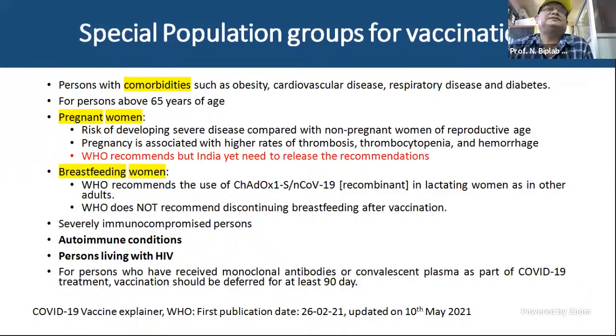What about breastfeeding? WHO recommends the use of the vaccine among breastfeeding women, and they also recommend that they should not discontinue breastfeeding after vaccination. Severely immunocompromised persons, those with autoimmune conditions, and also persons living with HIV are included. For persons who have received monoclonal antibodies or convalescent plasma as a part of COVID-19 treatment, the vaccination should be deferred for at least 90 days.